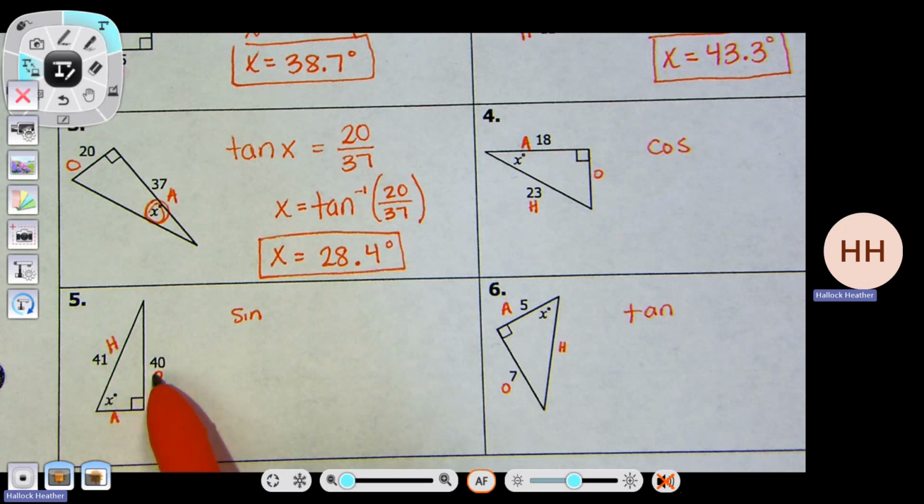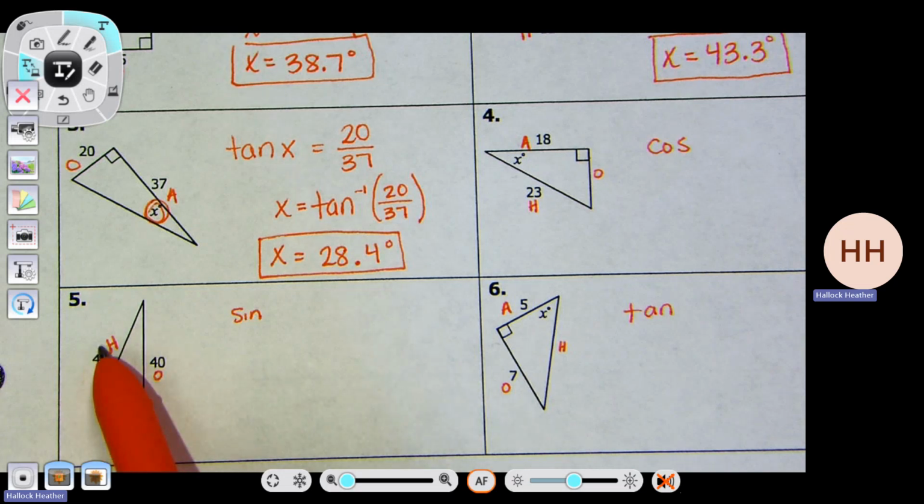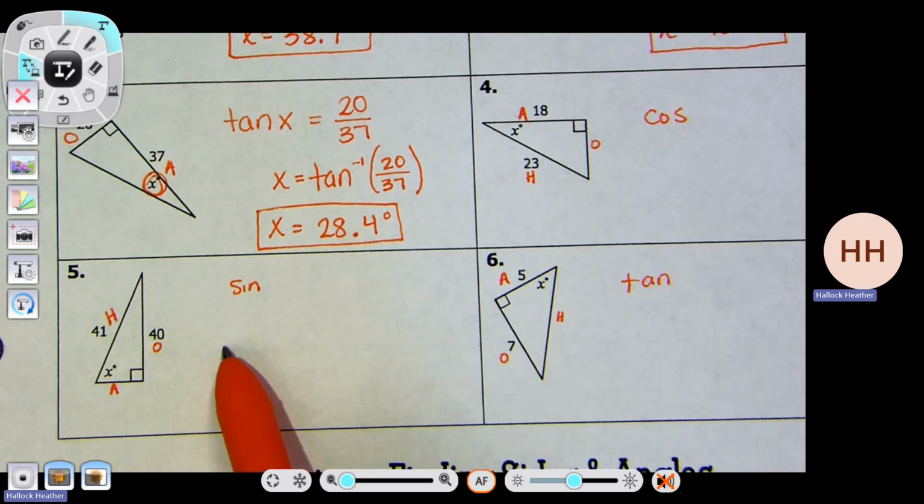For number 5, you should have used sine because, from the angle, you have opposite and hypotenuse. This one looks a little weird to people. People think this one's adjacent, or maybe hypotenuse, but this is sine, opposite over hypotenuse. You've got to use the inverse. So what do you get for your answer?